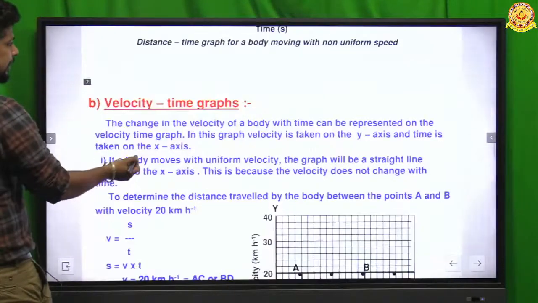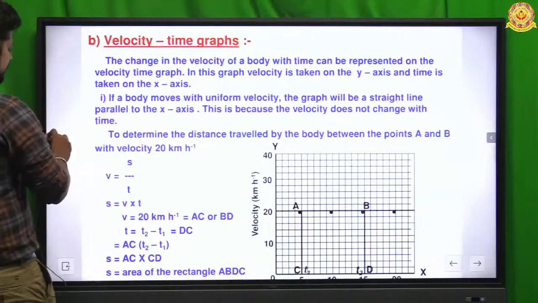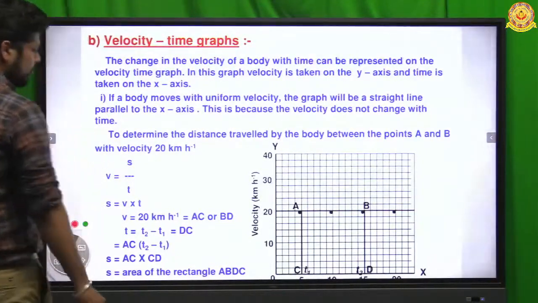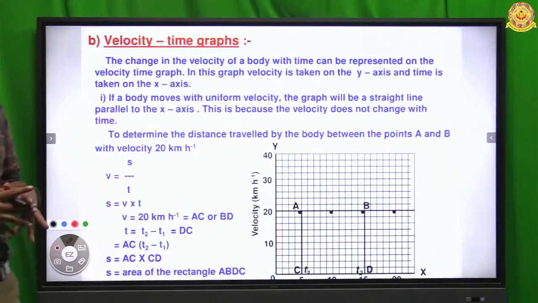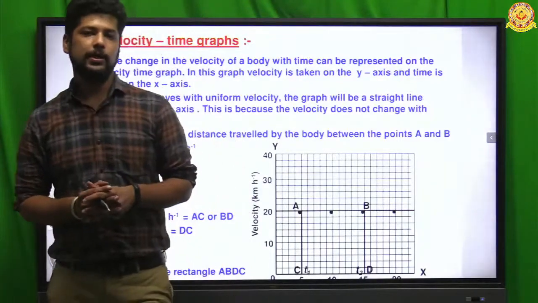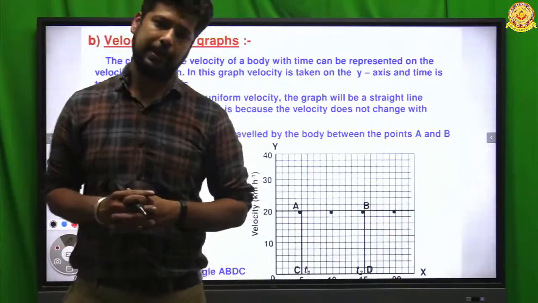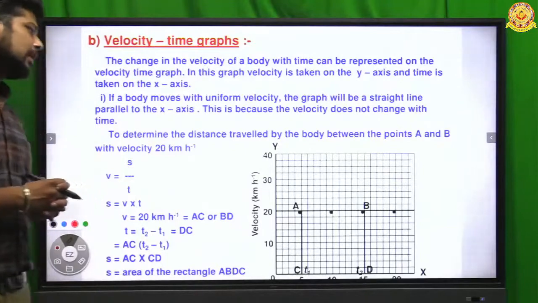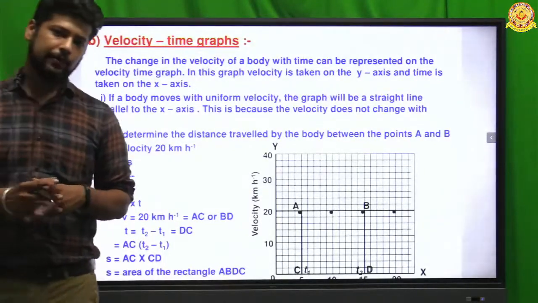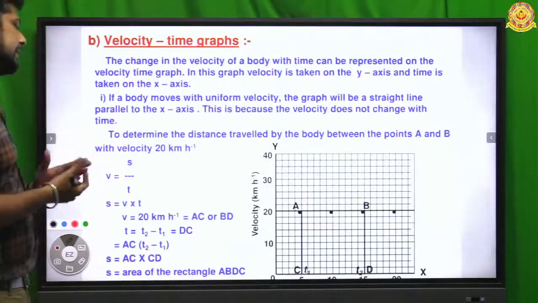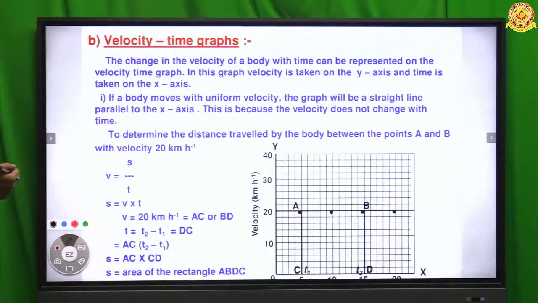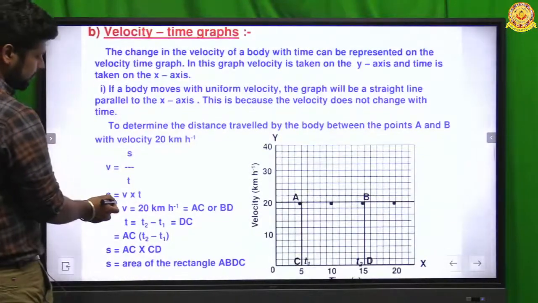Now we have the velocity time graph. In a distance time graph, we can easily calculate the speed by the simple formula, speed equals distance upon time. But in a velocity time graph, we have to determine the area under the velocity time graph. For determining the displacement, whatever distance, we have to determine the area. How can we do this? Let's see.